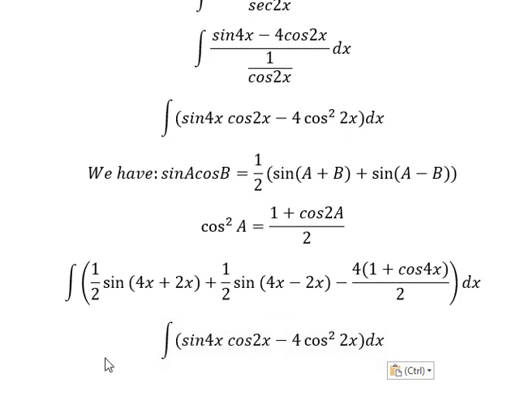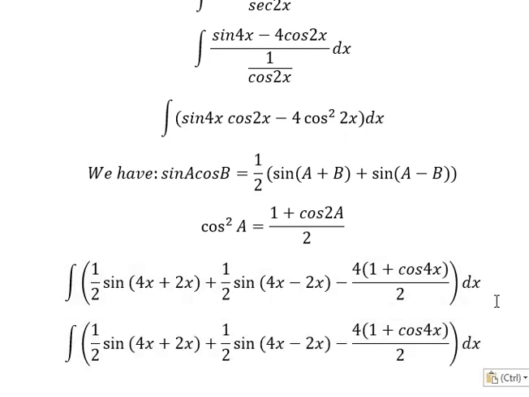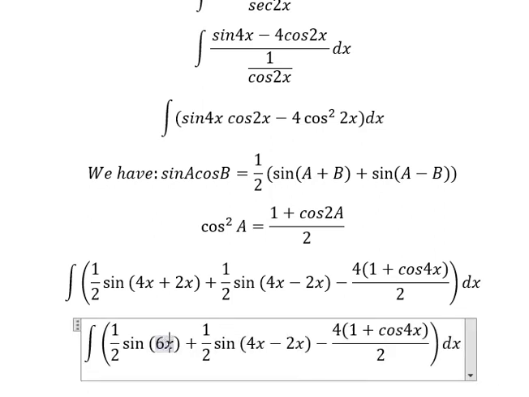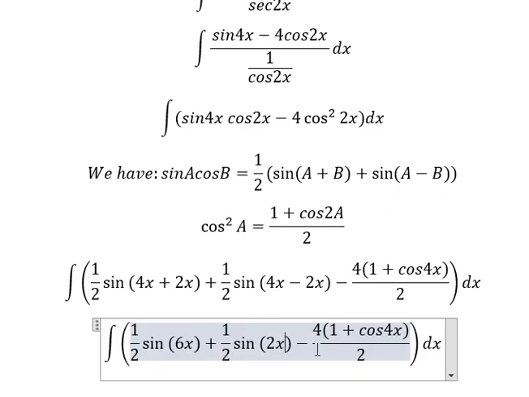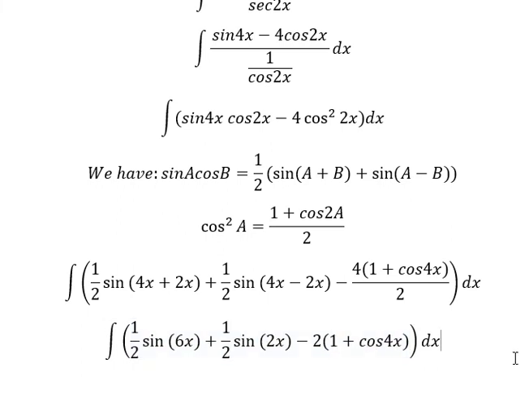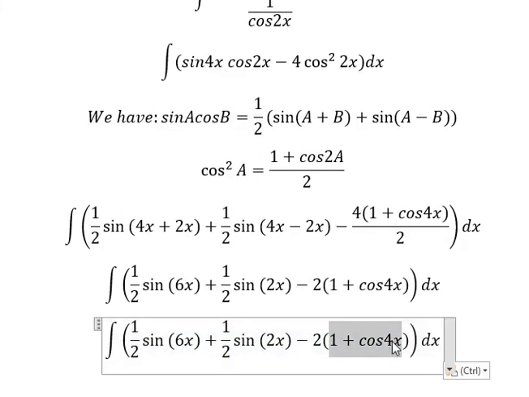So this one, 4x plus 2x equals 6x. 4x minus 2x, we have 2x. 4 divided by 2, we have 2. So 2 multiplied by this one.